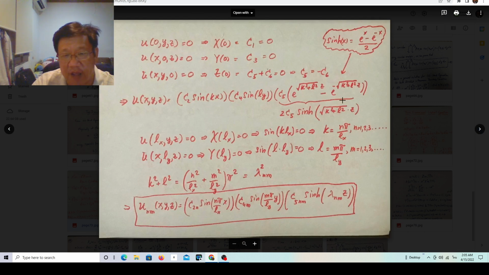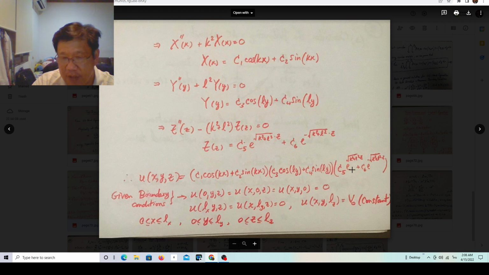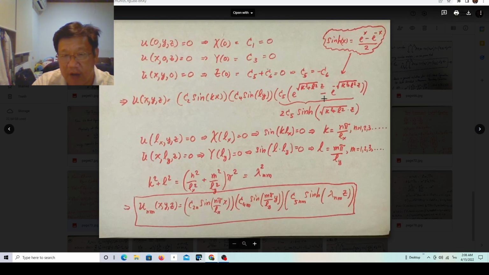In this one, when you have c sub 5 here, and c sub 5 is equal to minus c sub 6, when you apply it to this last term, you can put c sub 5 as a constant multiplied by this one. Instead of plus, it becomes minus, because c sub 5 equals minus c sub 6. So this is e to the minus square root of k squared plus l squared times c, and the second term minus e to the minus square root of k squared plus l squared all together times c.